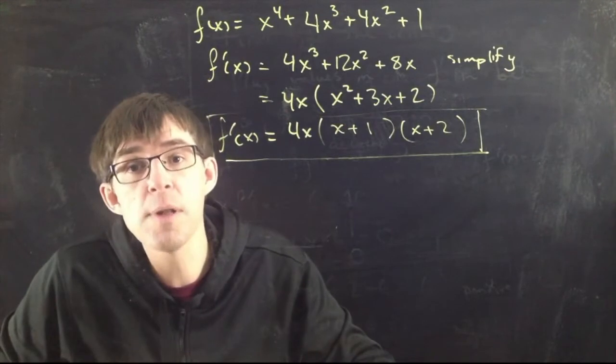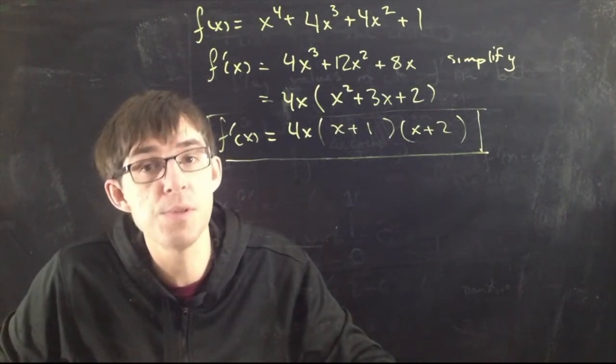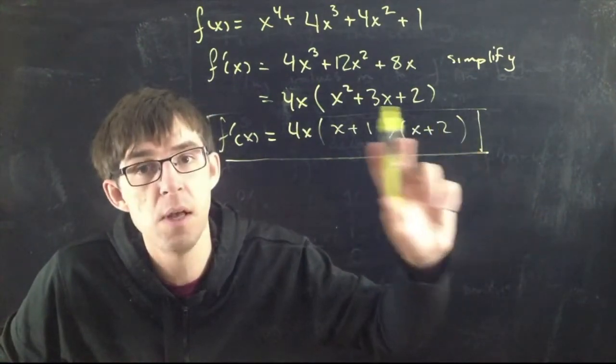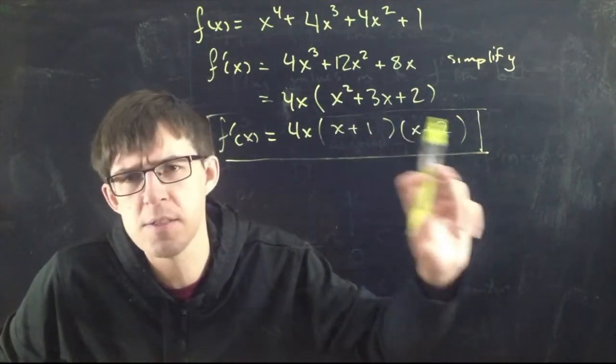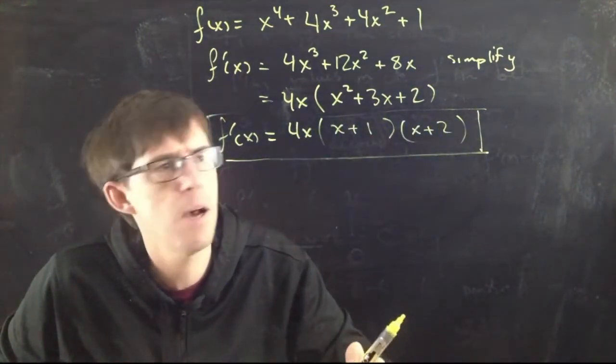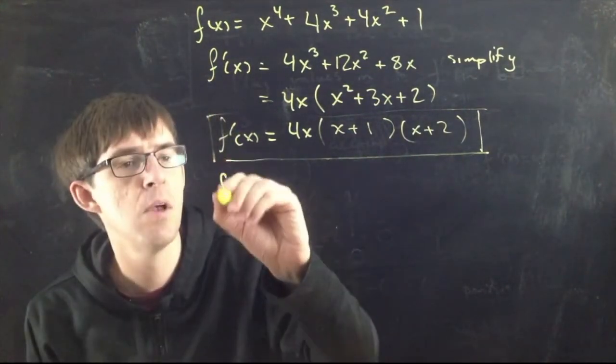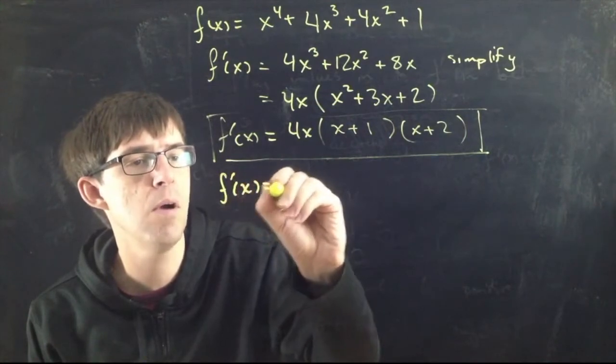Okay, what about the critical numbers? That's when the derivative equals 0 or the derivative fails to exist. First of all, this derivative always exists. The only way it could not exist is if it had some places where there is a 0 in the denominator or something. None of that in this example. So the derivative always exists. When is the derivative equal 0?